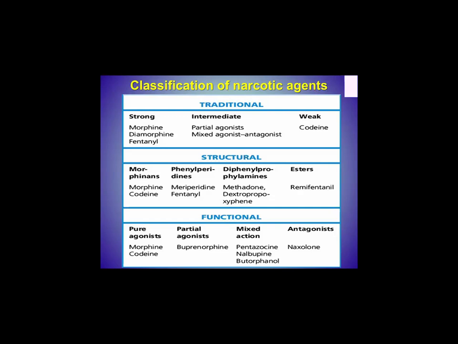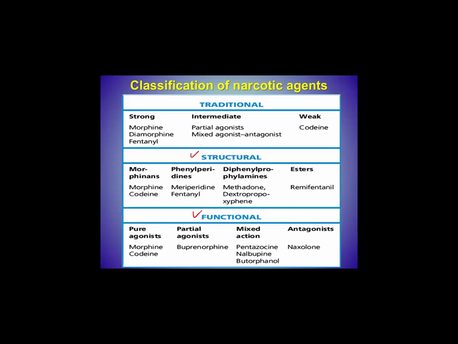Then we have medicines with intermediate action, such as partial agonists and mixed agonists: buprenorphine, pentazocine, and so on. And we have weak-acting medicines, such as codeine. We will discuss codeine a bit later. Next type of classification is structural classification. We have morphines, phenylpyridines, diphenylpropylamines, and esters.